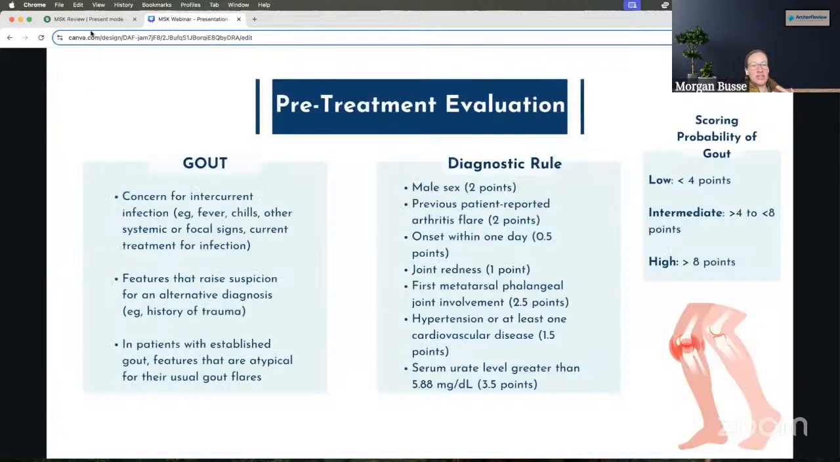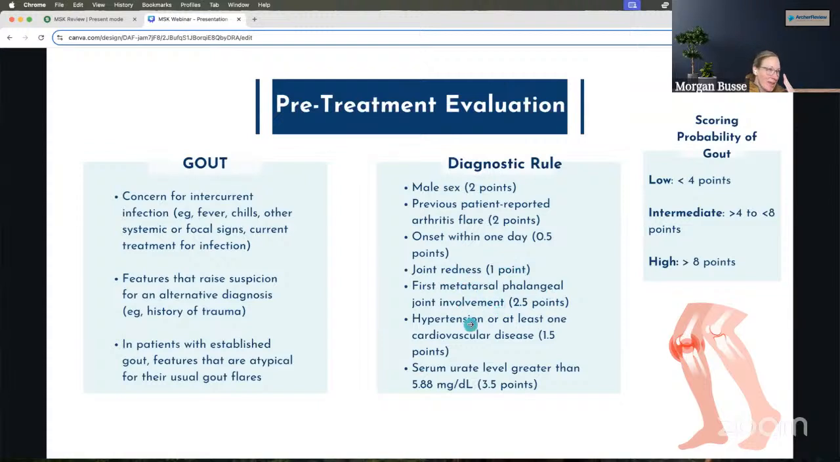So we have these pre-treatment evaluations. These are some rules. You can find this on UpToDate, and it tells us the probability of gout. We have low, intermediate, or high scoring. You can ask these questions and see what you find. If male sex, you have 2 points. Previous report of arthritic flare, that's another 2 points. You're at an intermediate risk for gout. And then if you have redness, now we're at 5. Let's say it's in the first metatarsal, that's your big toe.